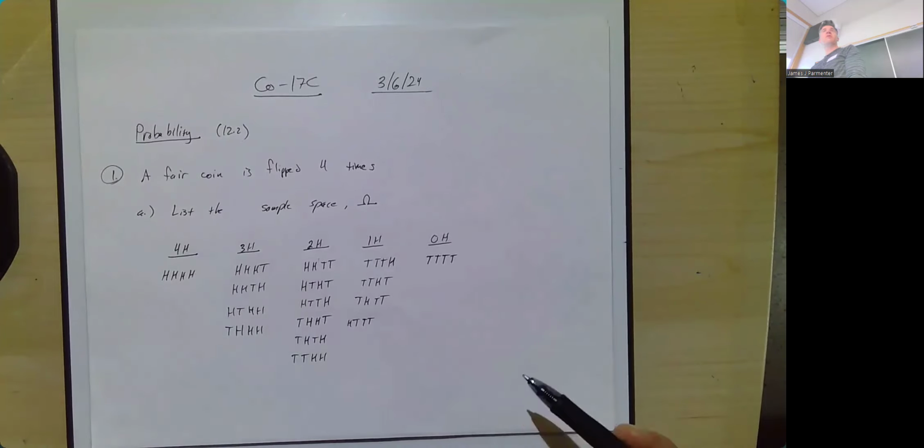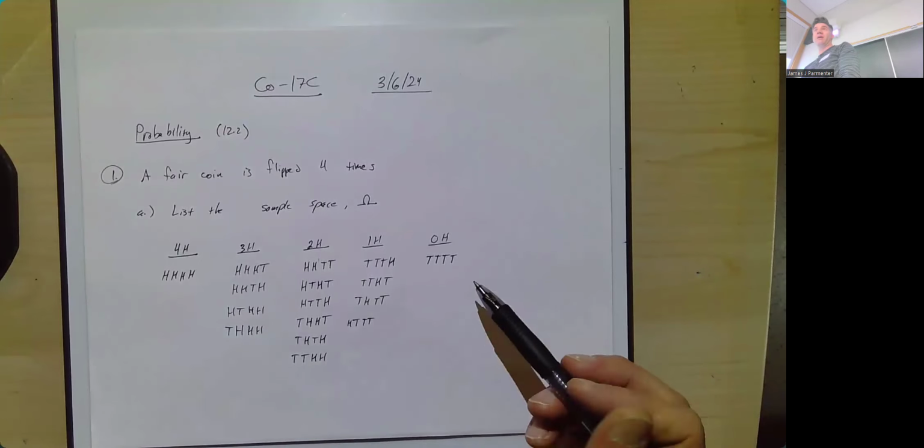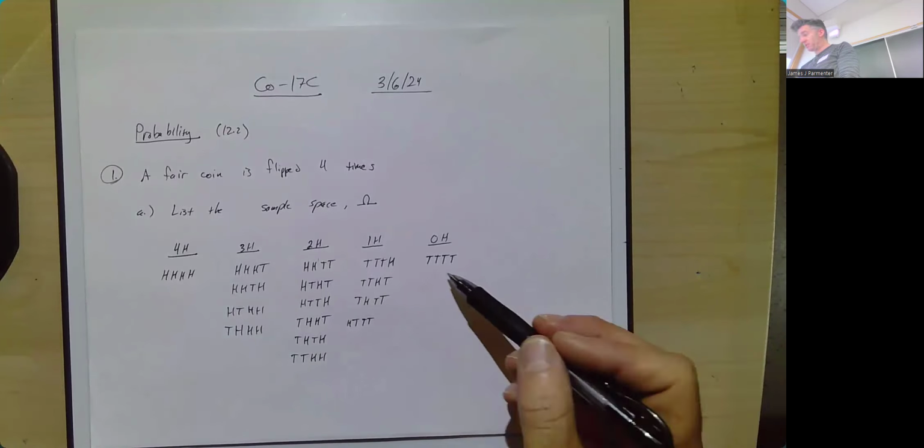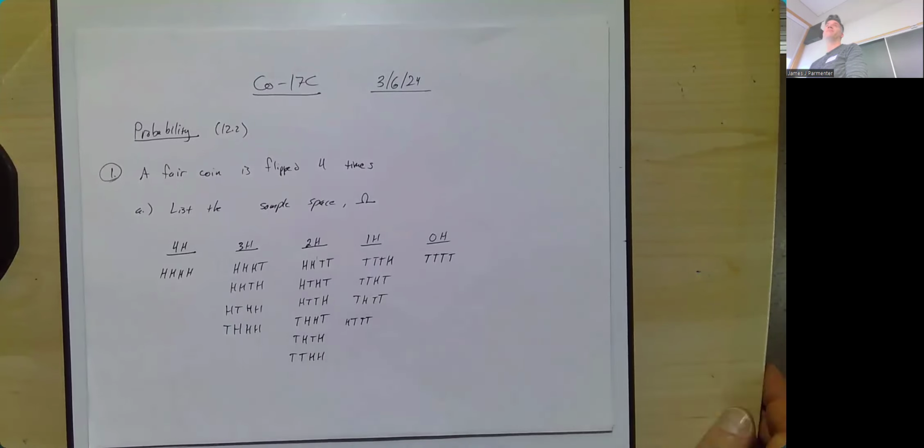By the way, this is a good example of how 4 choose 0 works. The number of ways of choosing 0 things from 4 things is 1, because there's exactly 1 way of choosing 0 heads out of 4 coins. This way, where you get 4 tails.